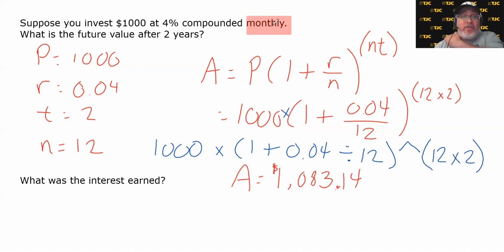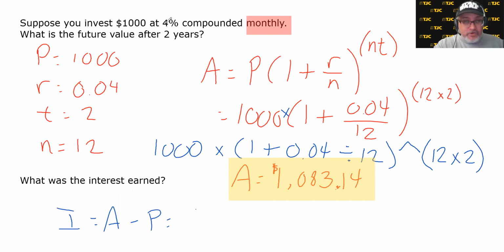Speaking of interest, one important thing to point out about the compound interest formula is it is not a formula for interest. It is a formula for future value. If you want to know how much interest you earned, you have to remember that interest is the extra you get on top of your original investment. So in other words, if we want to calculate the interest here, we have to take the future value and subtract the principal.